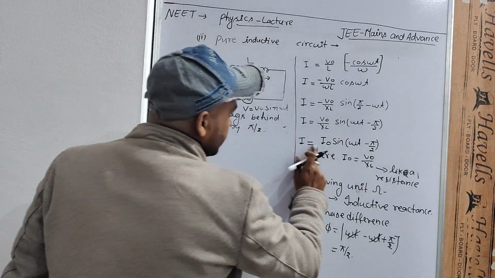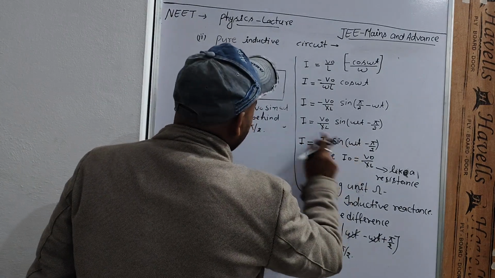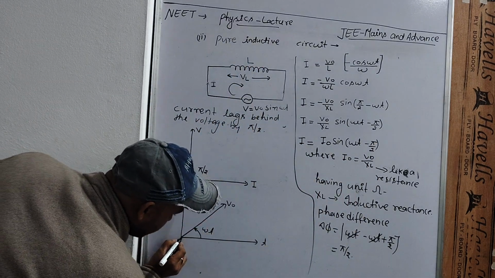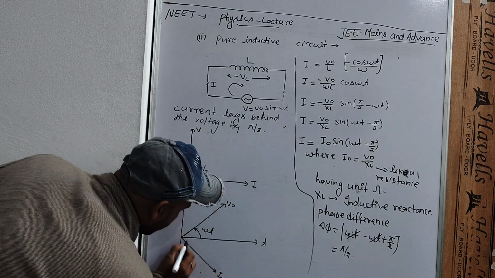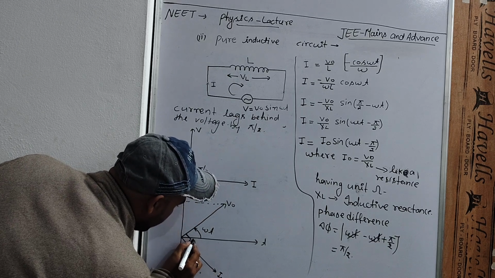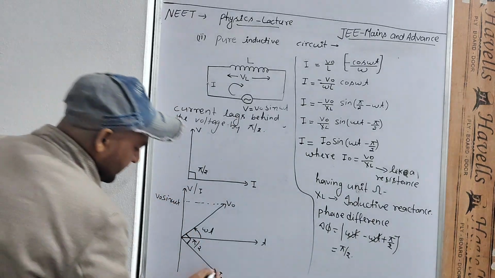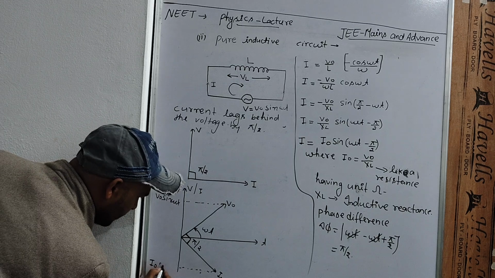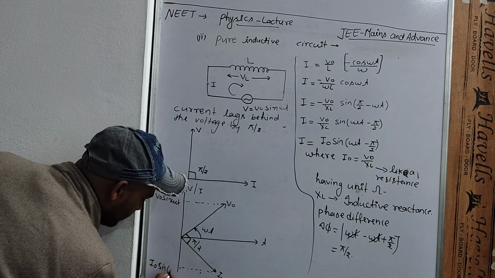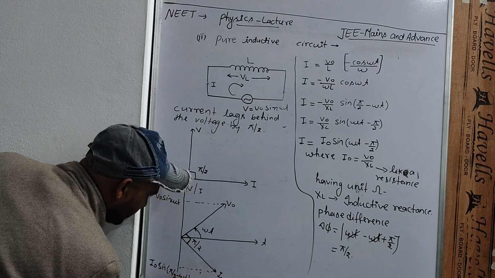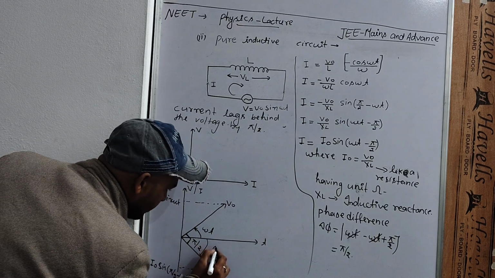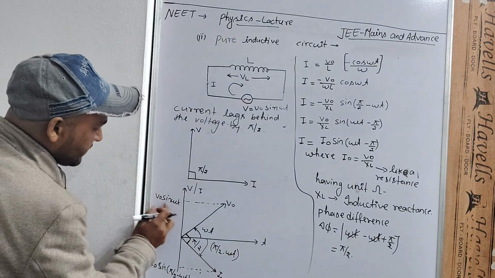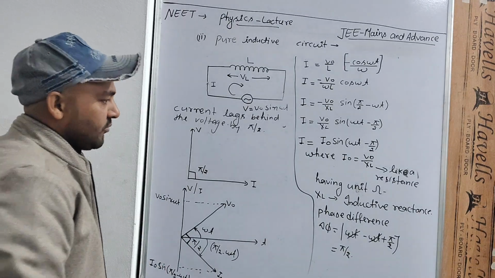Then the projection of this voltage along this axis will be V naught sine omega t. And as you know from this current equation, current lags behind voltage by pi by 2. Then the phase difference between voltage and current will be 90 degrees, meaning pi by 2. Then the instantaneous value of current is I naught sine of the angle omega t minus pi by 2. This shows the instantaneous value of current, and this shows the instantaneous value of voltage.